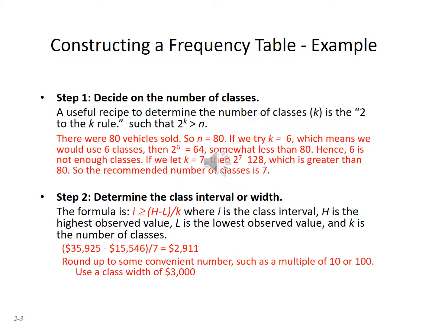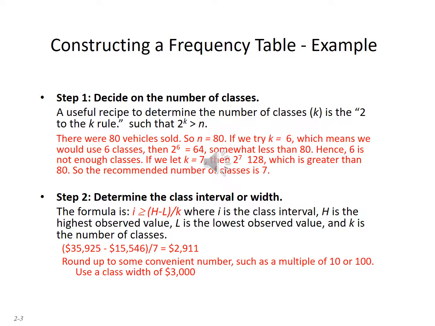Constructing a frequency table, example. Step 1, decide on the number of classes. A useful recipe to determine the number of classes, K, is the 2 to the K rule, such that 2^K > n. There were 80 vehicles sold.